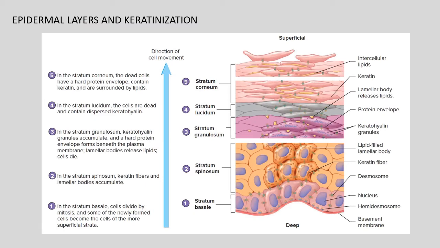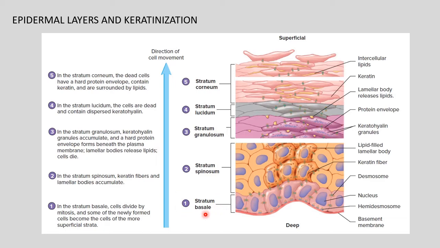So I discussed earlier what happens in keratinization: as your keratinocytes progress from one stratum to the next, they undergo a series of changes, and that's what you call keratinization. Now, this is in relation to the different strata that you see in your epidermis. So we would start with the deepest layer, which is your stratum basale.